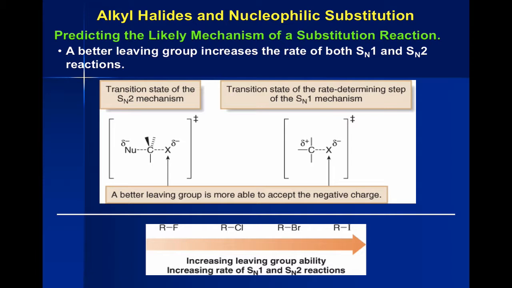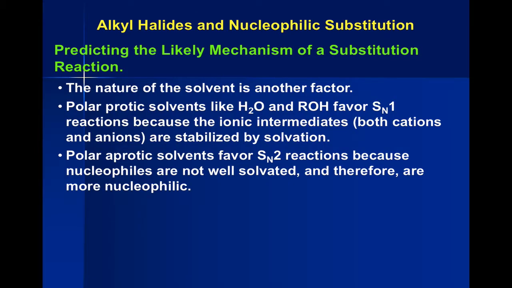If you want a really quick SN2 reaction, you need to use an alkyl iodide. If you want a really fast SN1 reaction, you need to use an alkyl iodide. So the better the leaving group, the better these reactions actually occur. The nature of the solvent is another factor. So leaving group matters, solvent matters.